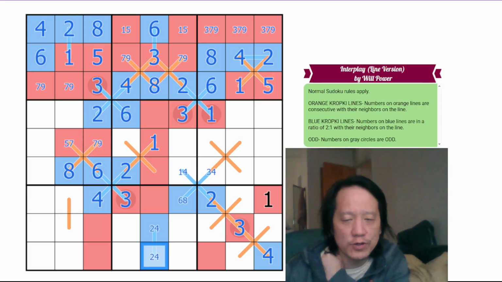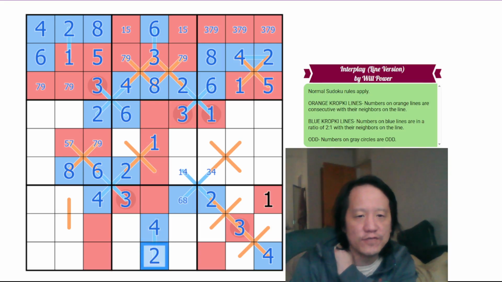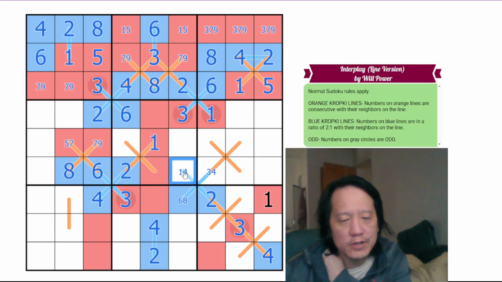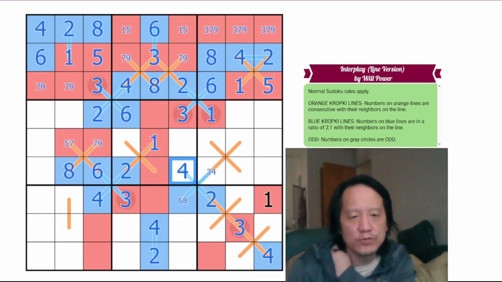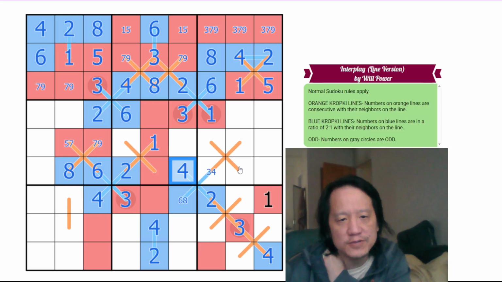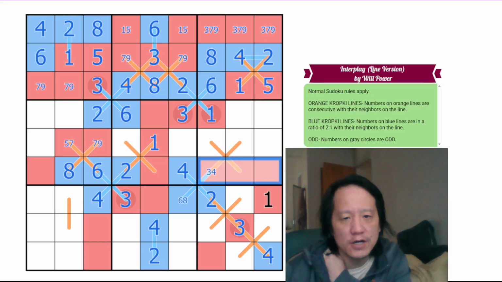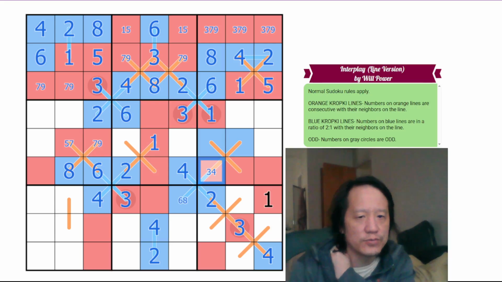4 eliminates 4 here, so this is 2 and 4. 1 here eliminates 1 here, so this is 4, which makes this even. We have 4 evens in row 6. That eliminates evens in the rest of the row. So these are all odd, which means both of these are even. So this has to be 3 here. 3 is in a 1 to 2 ratio with 6.